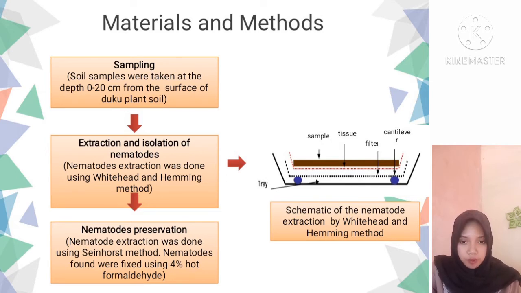Extraction and isolation of nematodes. The method used is the Whitehead and Hemming method. The soil sample is put on top of the sieve which is layered with tissue paper. The function of the tissue paper is to keep the soil from falling into the tray. Then it is soaked in water, and there is a gap between the bottom of the filter and the bottom of the tray, so that there is a space for the nematodes to escape to the bottom of the water.